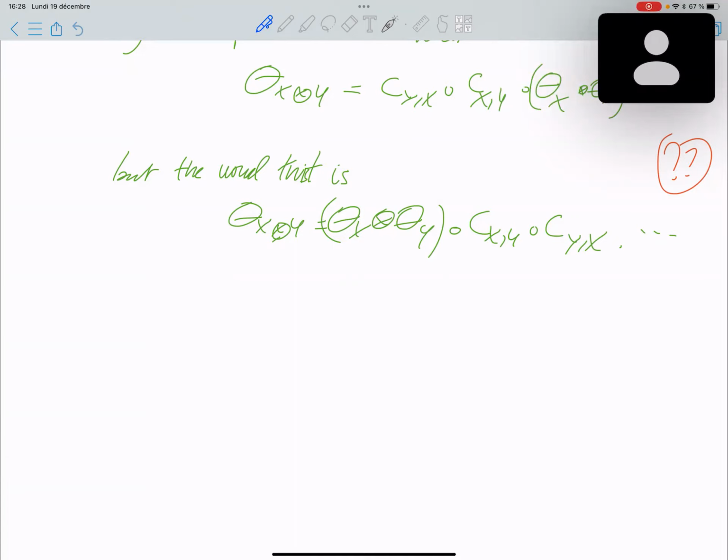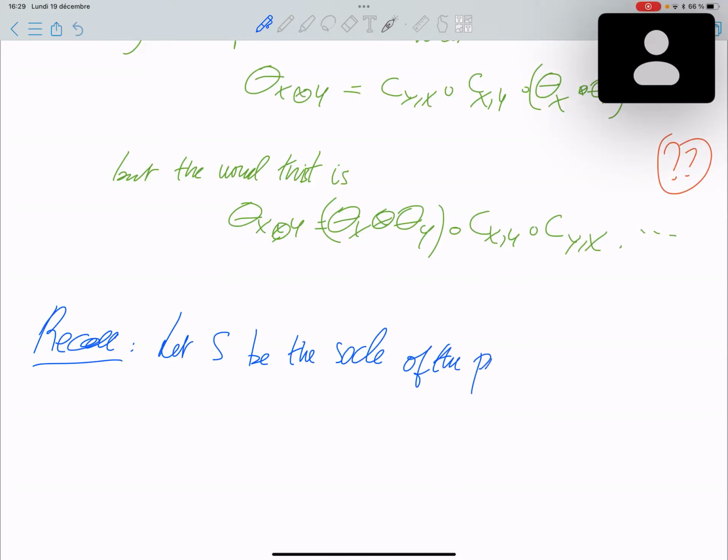Now, we will state a result. So we will need what we defined in the previous chapter, called the distinguished invertible object. So let me briefly recall what I mean by that. And we will state a relation between this distinguished invertible object and the Drinfeld morphism. So recall. Let S be the socle of the projective cover of one.